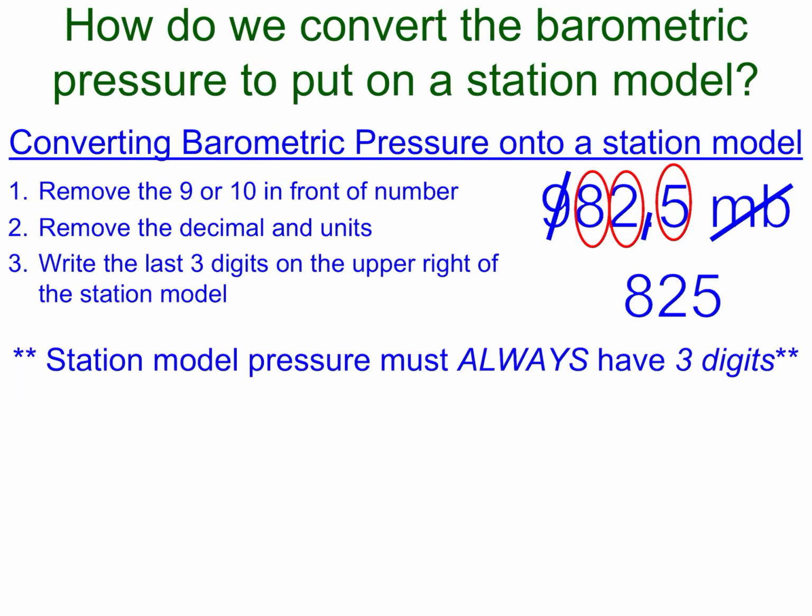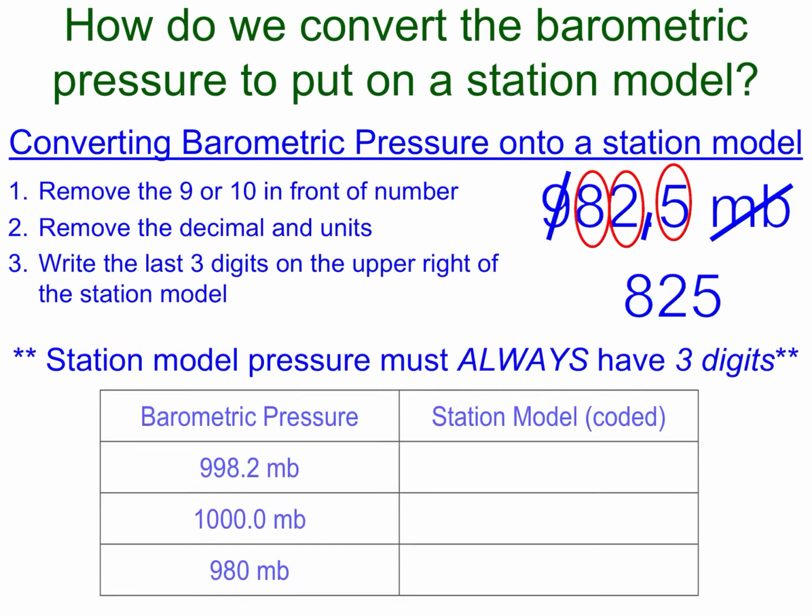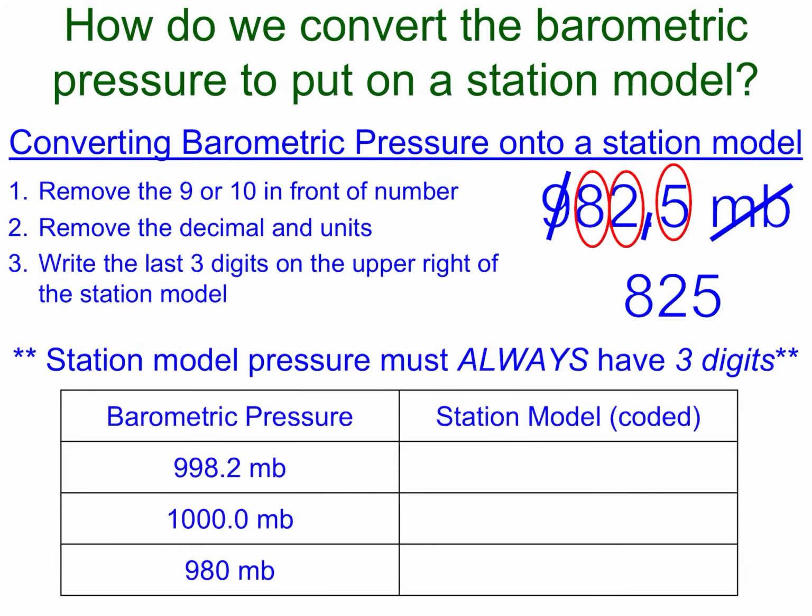Okay, pretty simple. It always has to have 3 digits. Even if it ends up with zeros or only 2 numbers, you add in the zeros at the end. So for these 3 examples, take a look. We're converting it into the coded form, so we have to have 3.